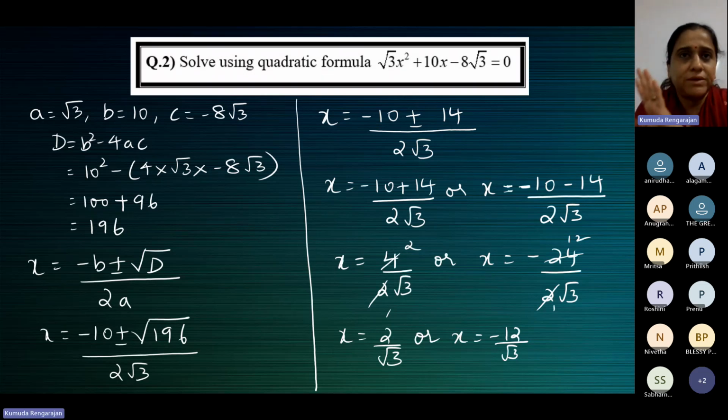Mostly I find these separately, so it's easy to check in case we feel we're not getting the right answer. So I always find D separately. D is B square minus 4AC, that's 196. Then x is equal to minus B plus or minus root B square minus 4AC, so it's root D by 2A.